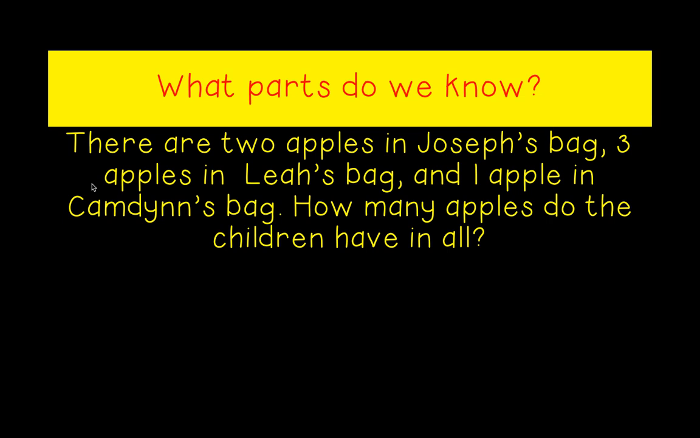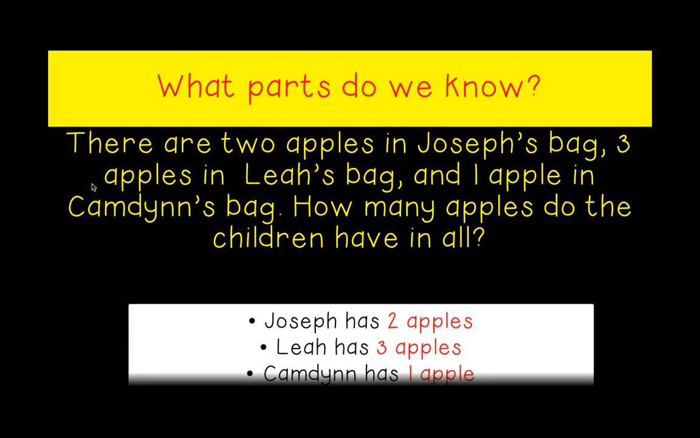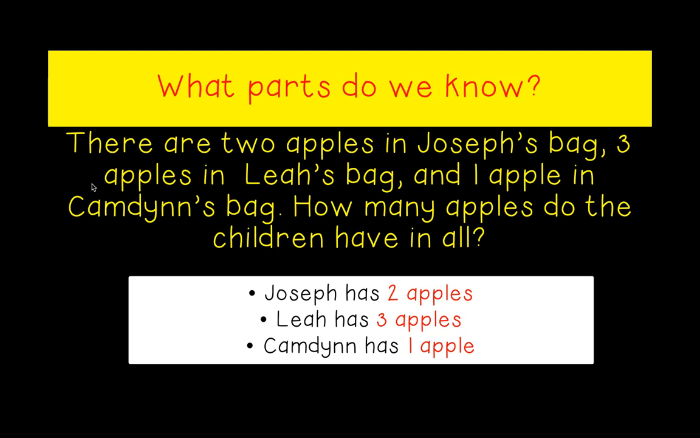If we were doing this in class, we would be circling the information. So there are 2 apples in Joseph's bag, 3 apples in Leah's bag, and 1 apple in Camden's bag. How many apples do the children have in all? So the parts that we know are that Joseph has 2 apples, Leah has 3 apples, and Camden has 1 apple. And then that question is, how many apples do the children have in all? So usually in all means addition, but I'm going to show you in a minute, this would be addition. Let me show you the next slide.